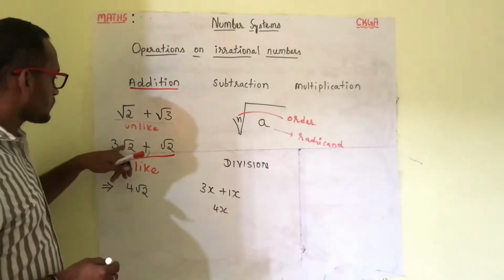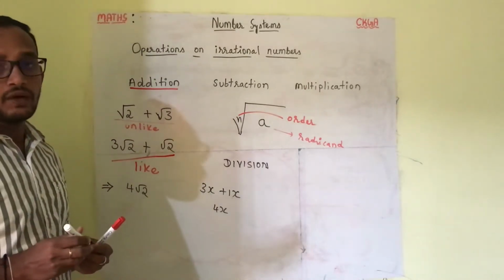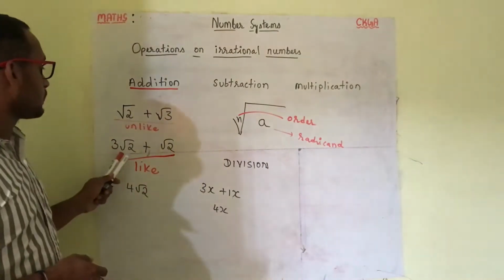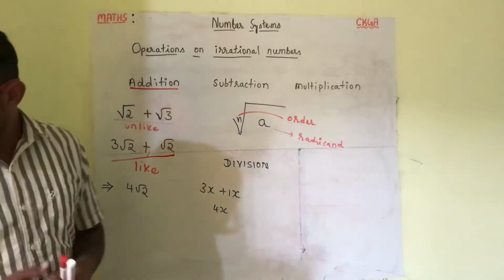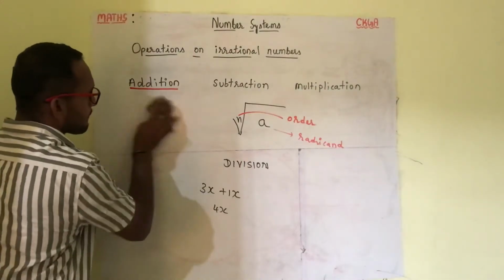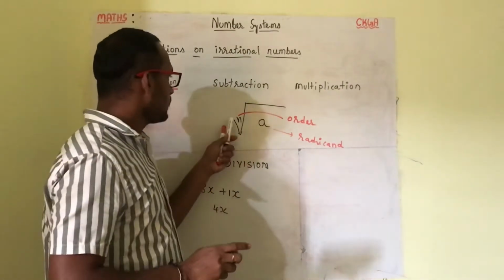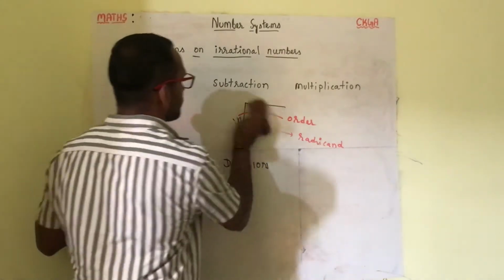So first I recognized that the orders and radicands are same. Once I considered that the orders and radicands are same, then I can conclude that they are like irrational numbers. I can add them up. So now, hope you understood this. Please make a keynote for this. N is considered as an order and A is a radicand.